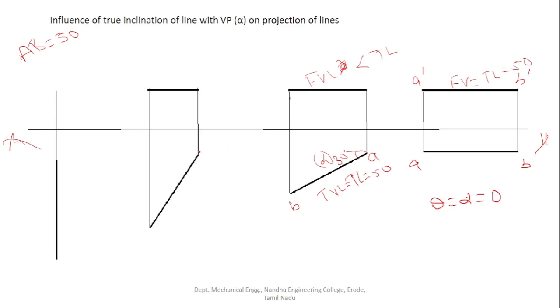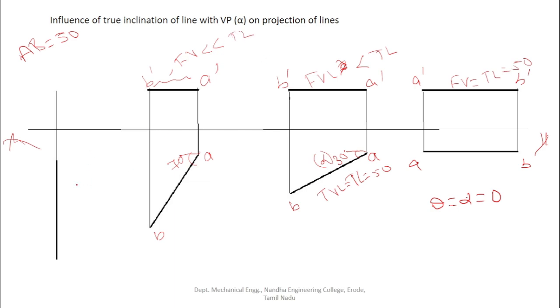Now we still increase the inclination of the line with the VP, so increase the value of alpha. Say, for example, 70 degrees. But still the line is parallel to HP, so we get the true length in the top view. So this is A and this is B, and this is A dash and this is B dash. This distance is the front view length. The front view length is definitely much less than the true length.